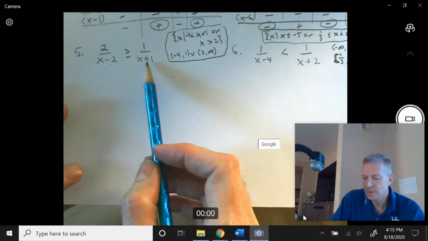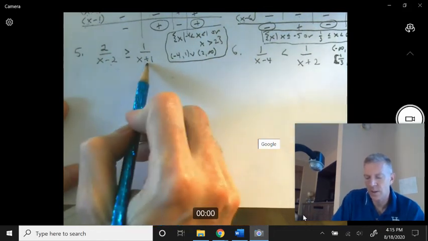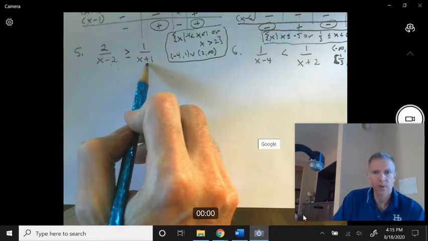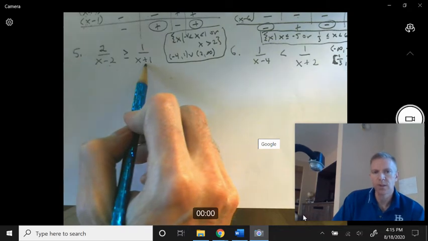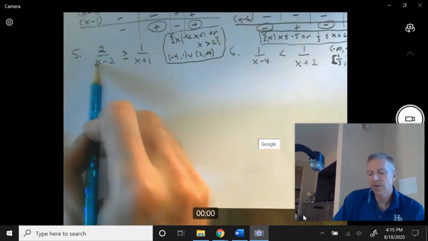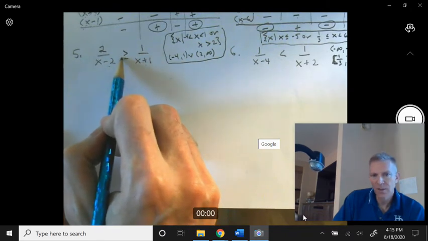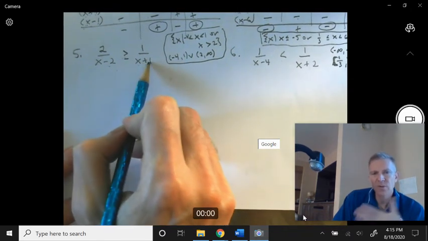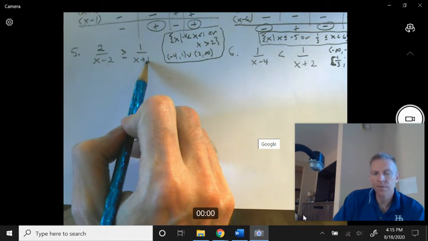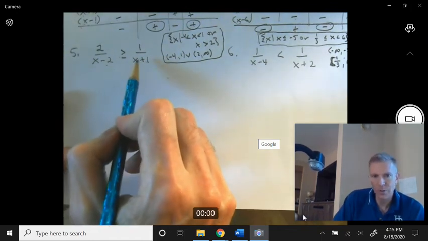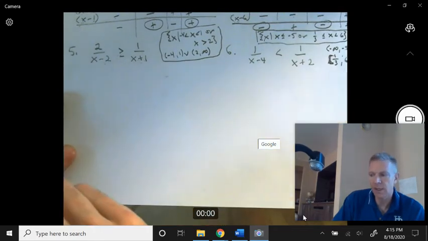If you multiply both sides by, let's say, x plus 1, what's the problem? Well, is x plus 1 a positive number? Possibly. Is it negative? Possibly. If you multiply both sides of an inequality by a negative number, you have to flip the sign. So if you multiply by a variable, you don't know if that variable is positive or negative. So you cannot multiply both sides of the inequality by an unknown. You don't know if you need to flip the sign or not.